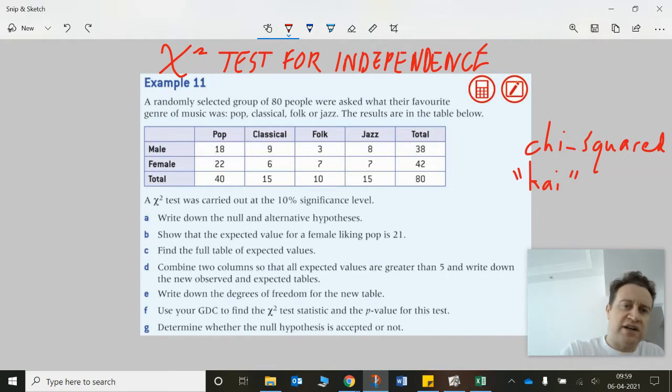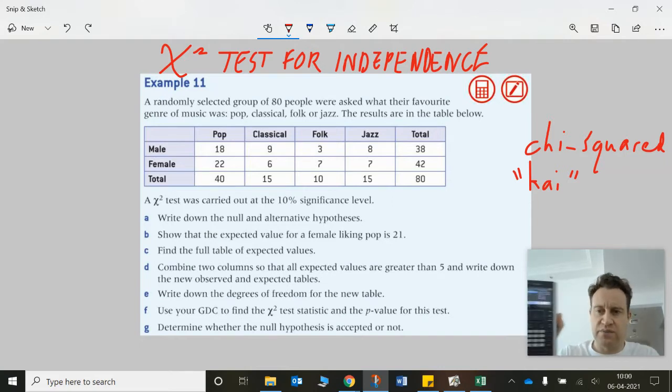Okay, then it says find the full table of expected values. So this is where we can go to our calculator. Now, strangely, we need to do the test first, and then we're going to get the expected value. So we need to do this in the wrong order. So on the calculator, I'm using the TI Inspire in this case. I'm going to calculate, and I'm going to put in my matrix.